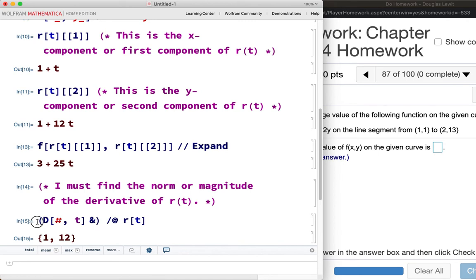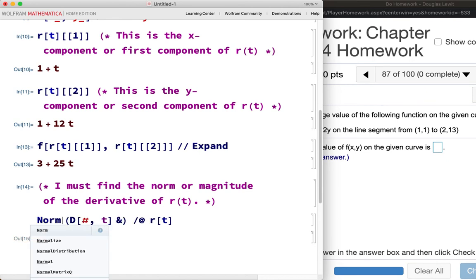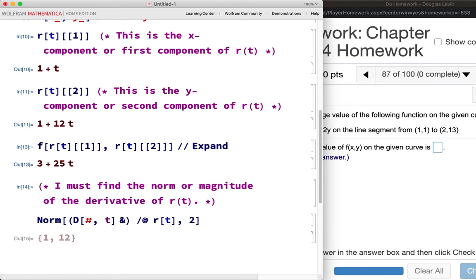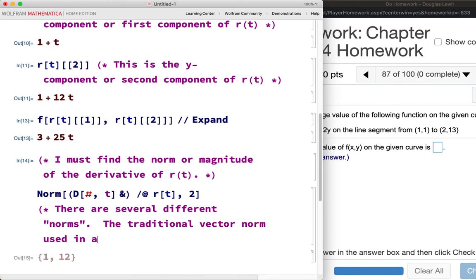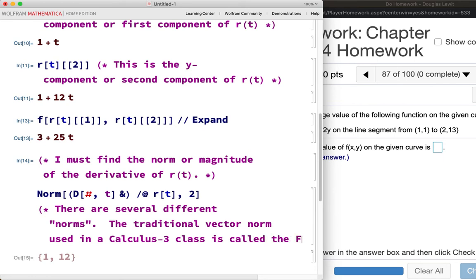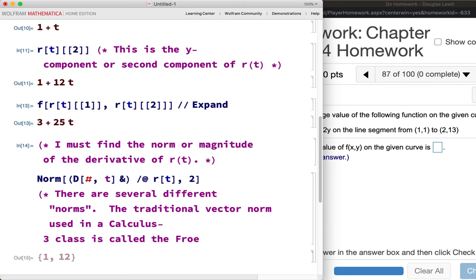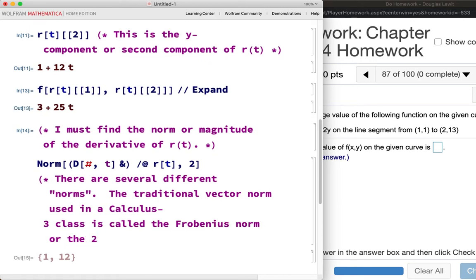What about the norm or the magnitude? Norm, comma 2. Okay, there are different norms, by the way. There are several different norms. The traditional vector norm used in a calculus 3 class is called the Frobenius norm, or the 2 norm.